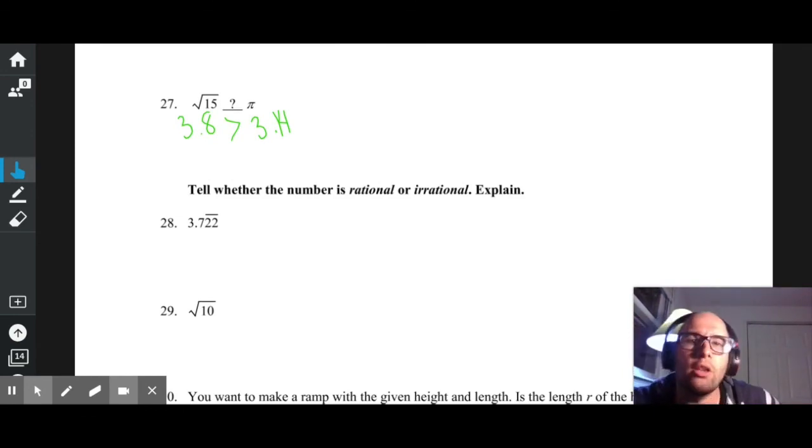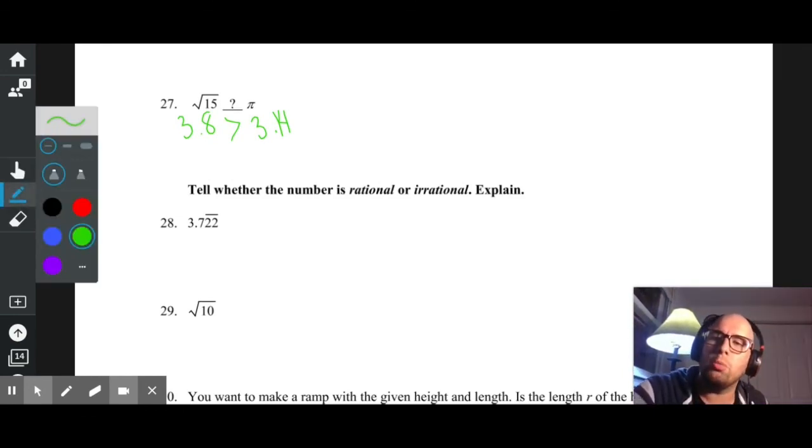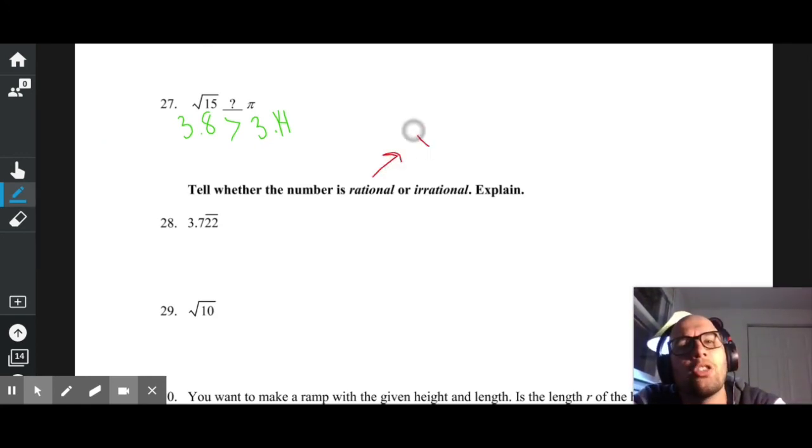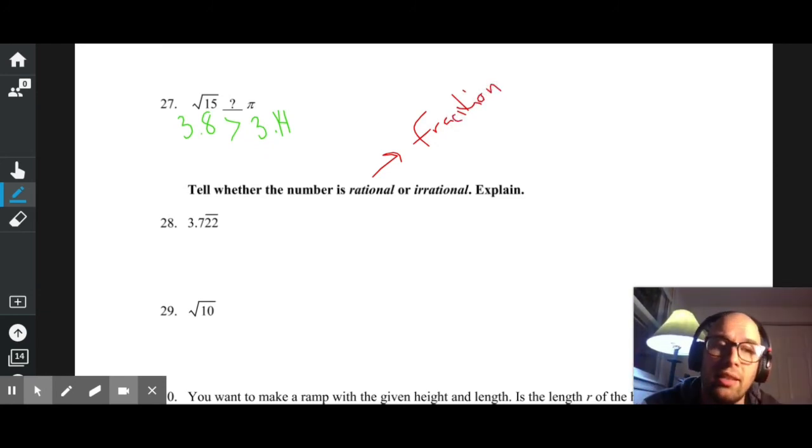Tell whether the number is rational or irrational. Explain. Rational means it could be written as a fraction, or it could be a terminating decimal or a repeating decimal. Terminating means stop, or it could follow some type of pattern if it is repeating. So since that is a repeating decimal, that's rational.